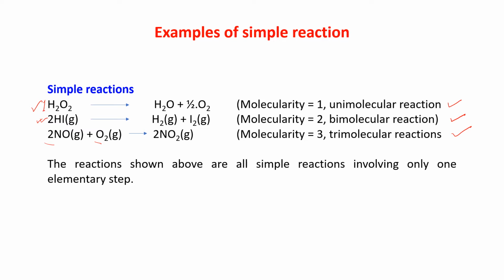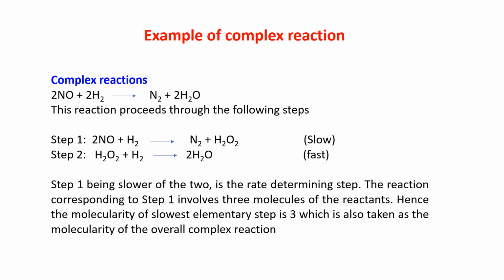The reactions shown above are all simple reactions involving only one elementary step. In one step only the reaction is getting completed. So these all are examples of simple reactions. Example of complex reactions. 2NO plus 2H2 is giving you N2 plus 2H2O. Now this reaction proceeds in 2 steps.